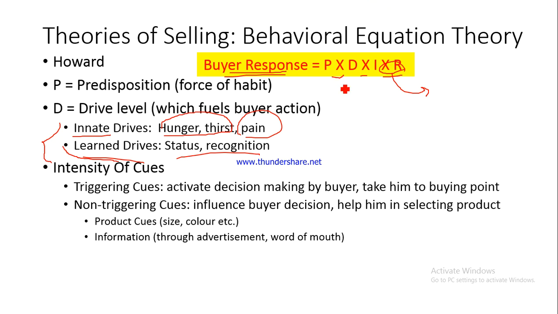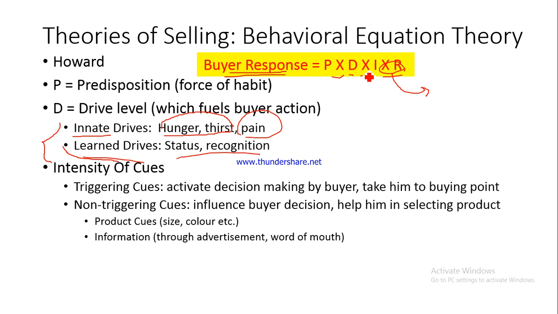Now we are moving on to I. What do we mean by I? I means intensity of cues. How intense the cues are, that will also determine the buyer response. We have seen how drive determines buyer response. If you are hungry, you are more likely to buy a samosa. This is buyer response, buying the samosa. But if you are thirsty, you are more likely to buy lassi, or to have cold milk or cold coffee or water. This is the buyer response. So buyer response depends on the drive.